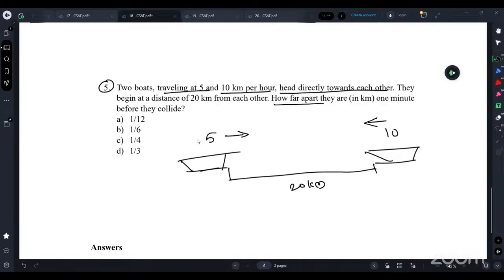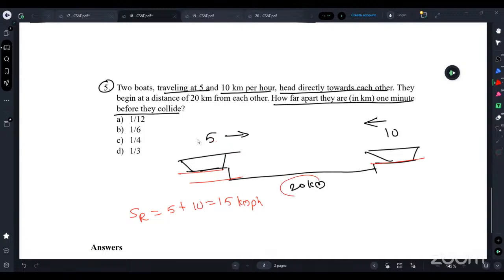So how far are they, in kilometers, 1 minute before they collide? See now guys, we have not been given any information about the speed of water, right? Speed of flow. So we can consider speed of flow as 0 because we don't have any information, right? Now as they are approaching towards each other, their relative speed will be addition, right? So 5 plus 10 will be 15 kilometer per hour, right? So this is the relative speed they are traveling with towards each other.